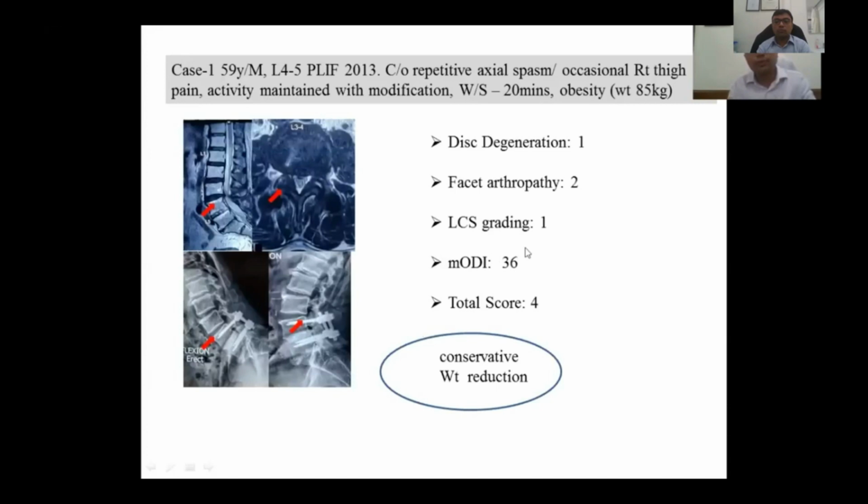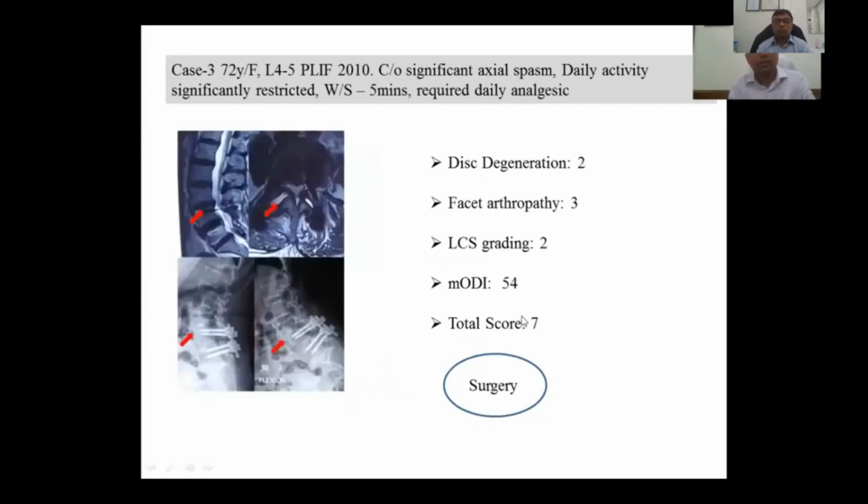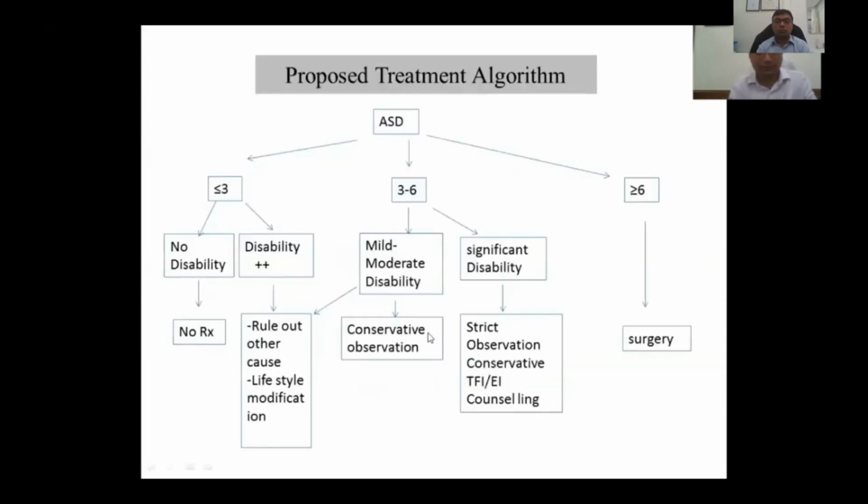So this is a case example. Total score 4 with mild disability; the patient was treated conservatively at that time. Another example, the total score was 8 with significant disability, and surgery was advised. Another example, total score 7, significant disability, surgery advised. This example shows a total score 5, mild to moderate disability, treated conservatively.